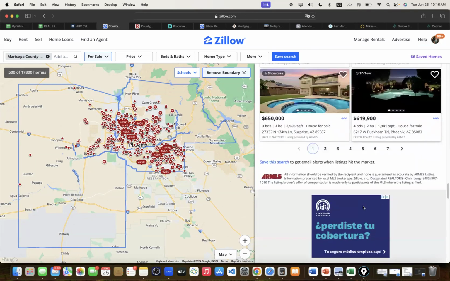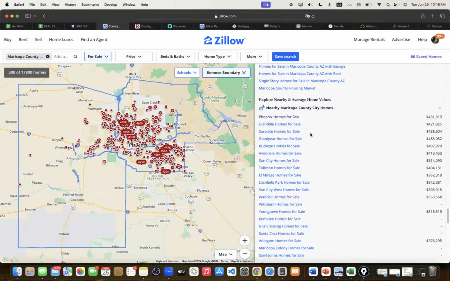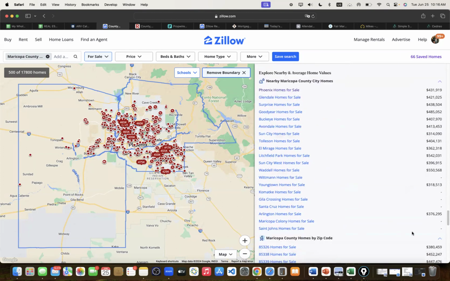They provide some information right over here. If you scroll down past all the properties, you can head over to the section that says nearby Maricopa County cities or city homes. It gives you the names of all the cities in the county. Sometimes it misses some of them, so you can search per city, whichever city you want to check out. Phoenix is our request for today, so it's right there at the top. I like to highlight all this information and copy it, Control-C.